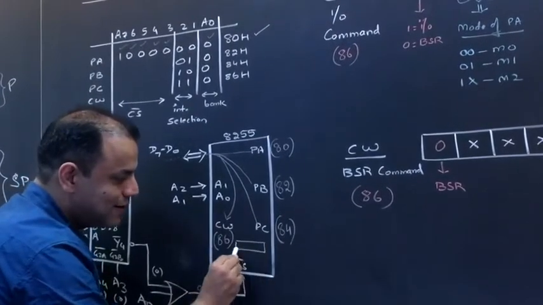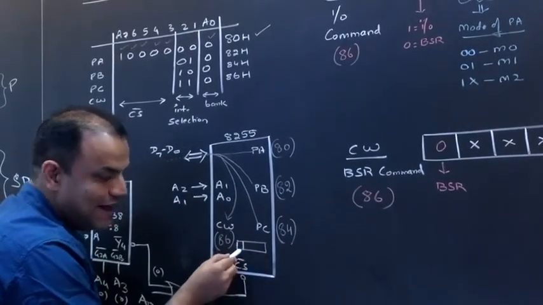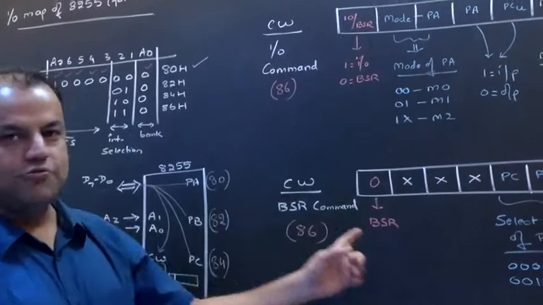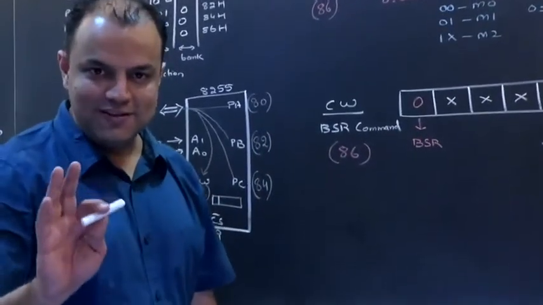You will look at the command. You will first look at the MSB of the command. If the MSB is 1, you will treat it as an IO command, and if it is 0, you will treat it as a BSR command. Tell me, did you understand this much?